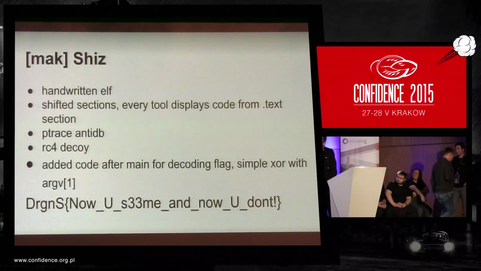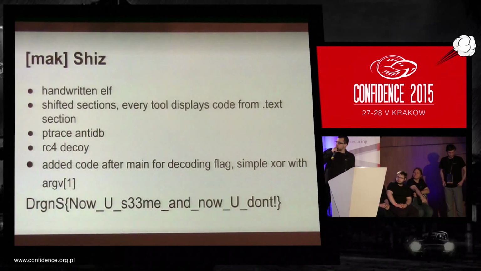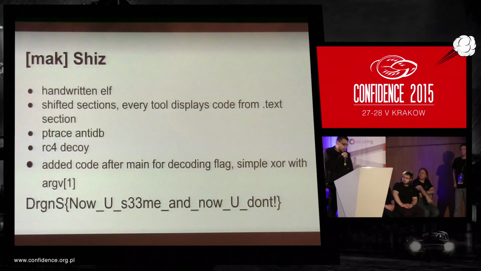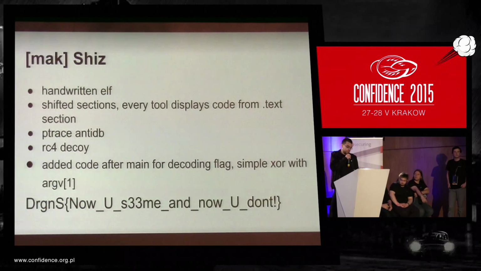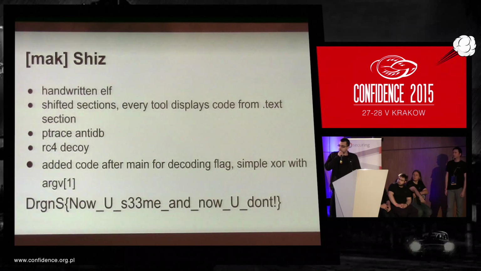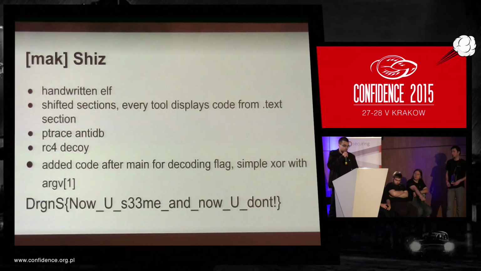SCIS was a simple task for reverse 200, I think. It was a handwritten ELF. The biggest problem of ELF is that it's kind of dual, because you have headers for sections and for pages, and most of the tools are using the section headers, which are not actually what's executed. So if you shifted them a little bit, you have something very strange.